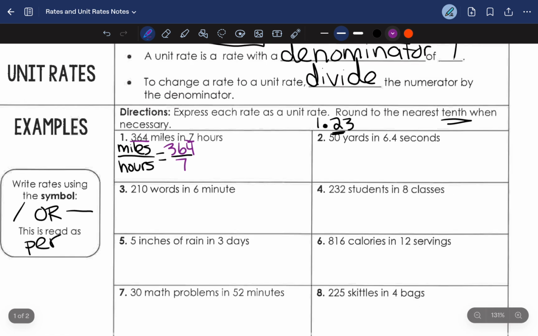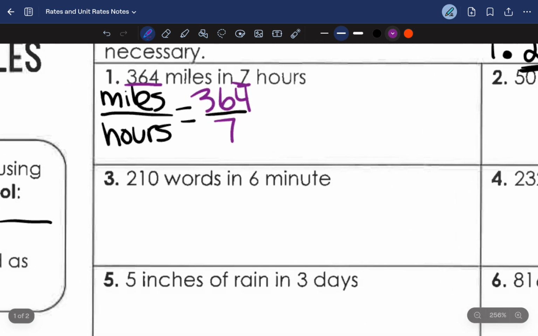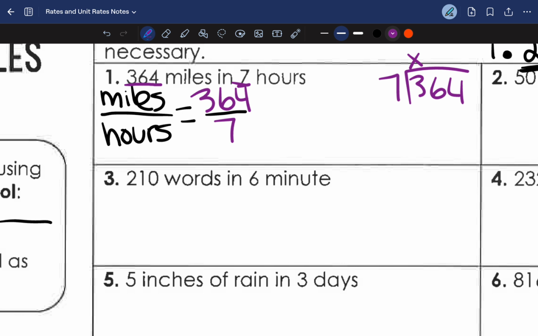Now back in our directions, it says to express each rate as a unit rate. And then looking back at the top where it says to change a rate to a unit rate, we're going to divide the numerator by the denominator. Okay, so 364 over 7 is the rate. But in order to make it the unit rate, all you would have to do is simply divide. So you would put 364 in the house, and then you would divide by 7. And then you would just start dividing like normal.